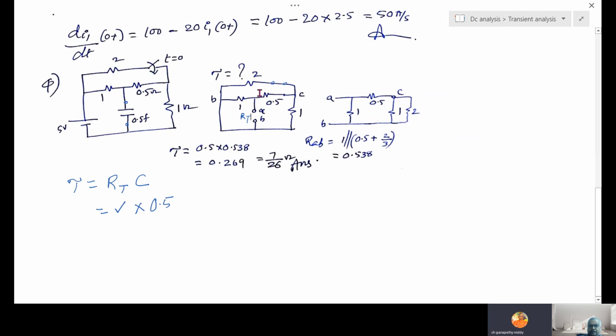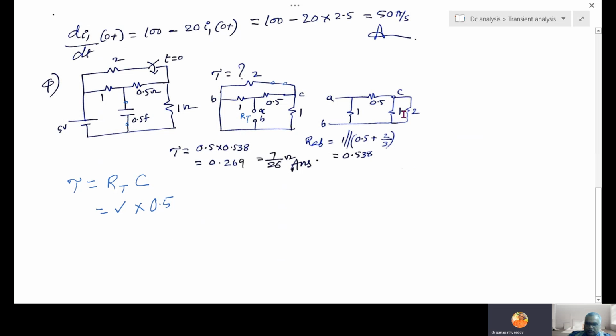So to avoid this confusion, redraw this circuit again. Okay. If this point is A and this is B, there is a 1 ohm across A and B. And this point is taken as C. 0.5 across A and C. This one across B and C. 2 between B and C.